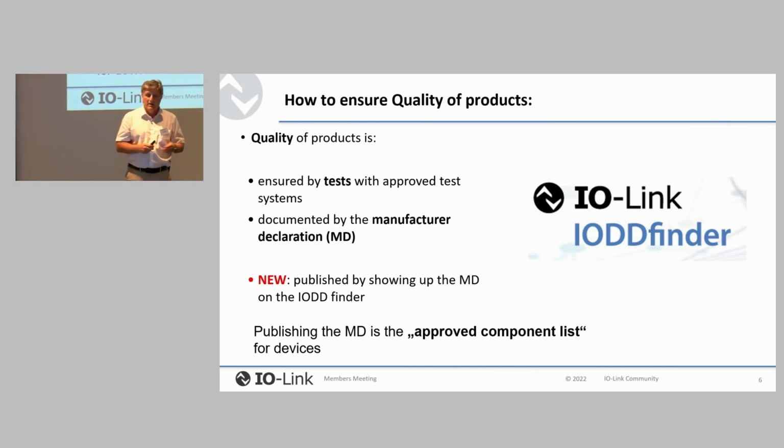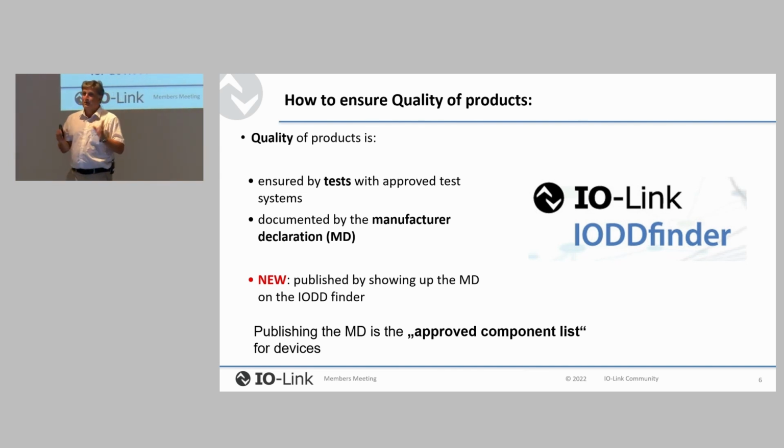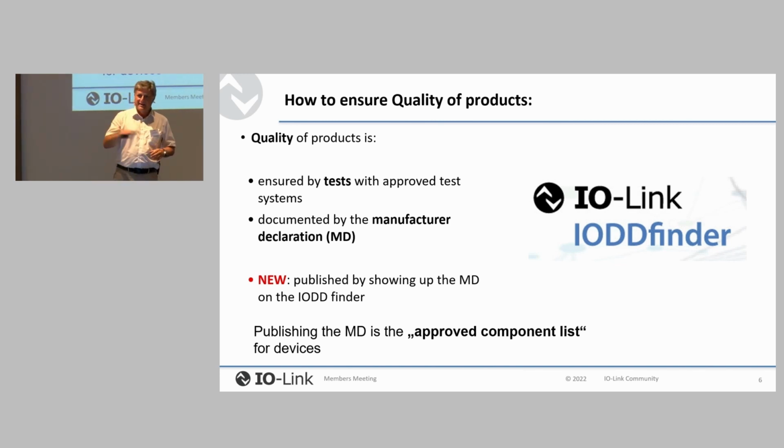First of all, the quality is ensured if you have the test specification and test equipment. And the quality at the end is documented by the manufacturer declaration. So for each product, you need a manufacturer declaration where you tick: everything is okay, tests are done, well done.